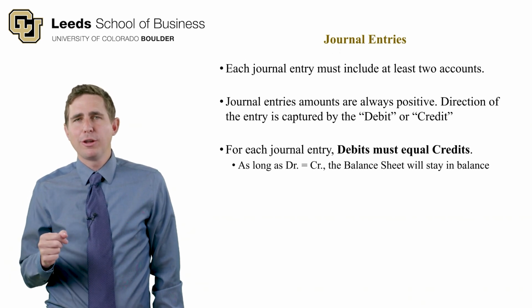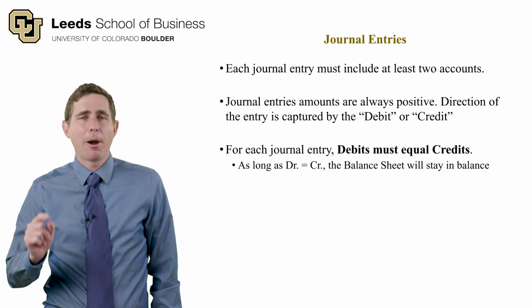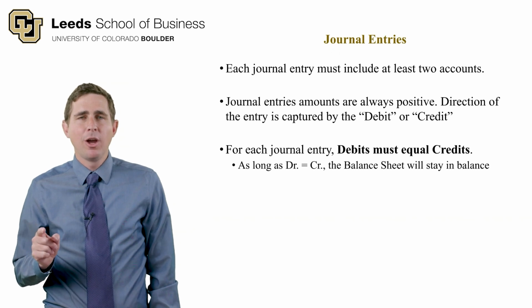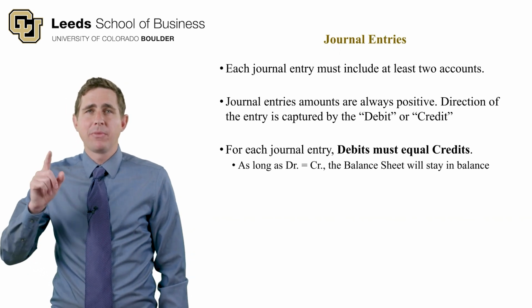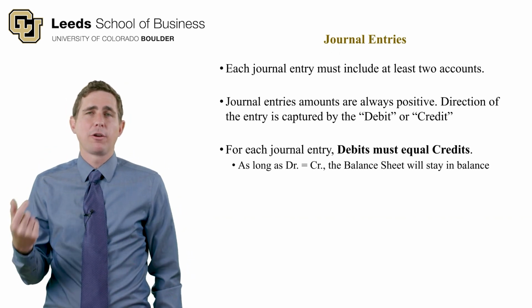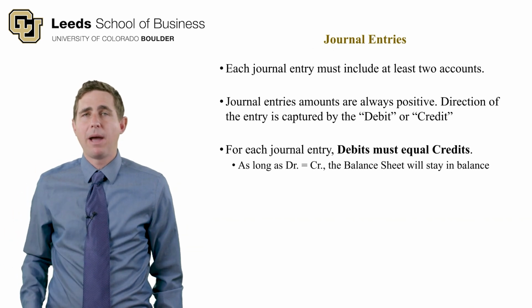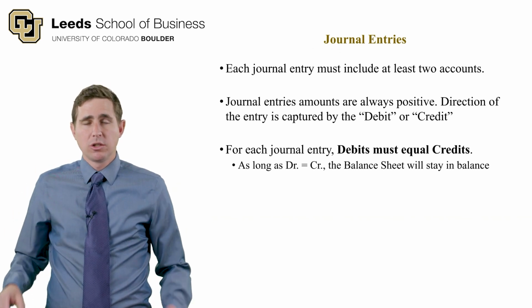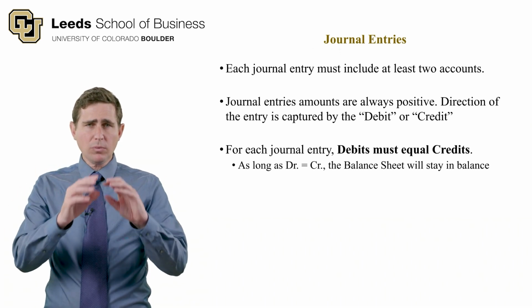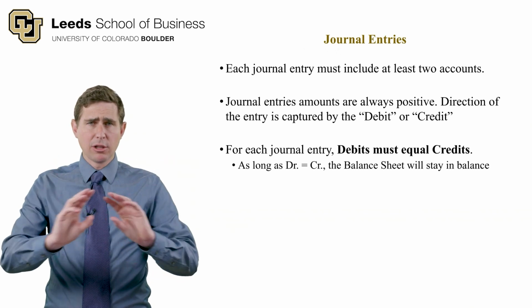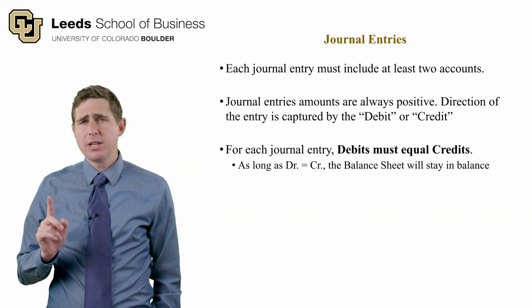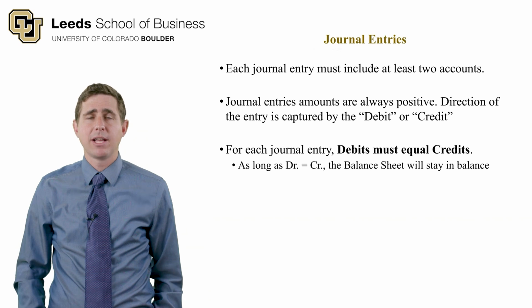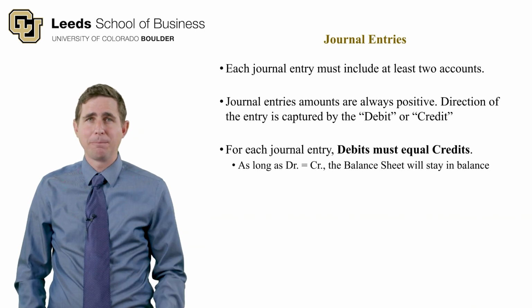The good thing about journal entries is that it's easier to keep our balance sheet in balance. Why? Well, as long as for each journal entry, we're keeping our debits equal to our credits, this will force the balance sheet to stay in balance. So we analyze a transaction, we record our journal entry, and as long as debits equal credits, the balance sheet is guaranteed to stay in balance. That's what makes journal entries good and useful.